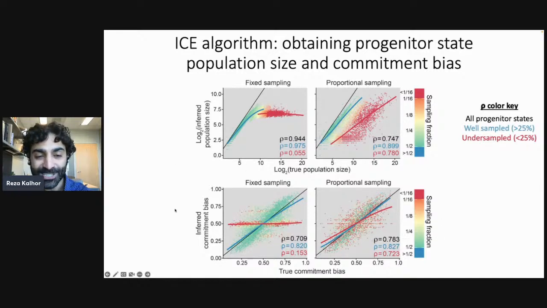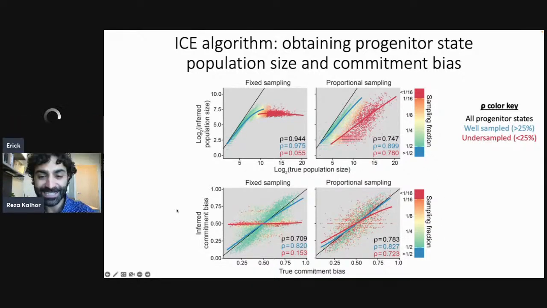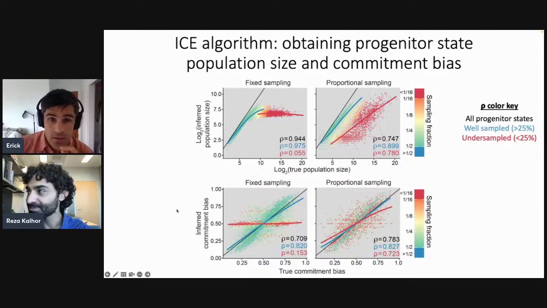Eric, are there any questions in this part? Because it's a little tricky. Yeah, no, I mean, it makes sense. Especially the difference between fixed and proportional sampling does seem like that would make a big difference in your ability to reconstruct population sizes. Excellent.